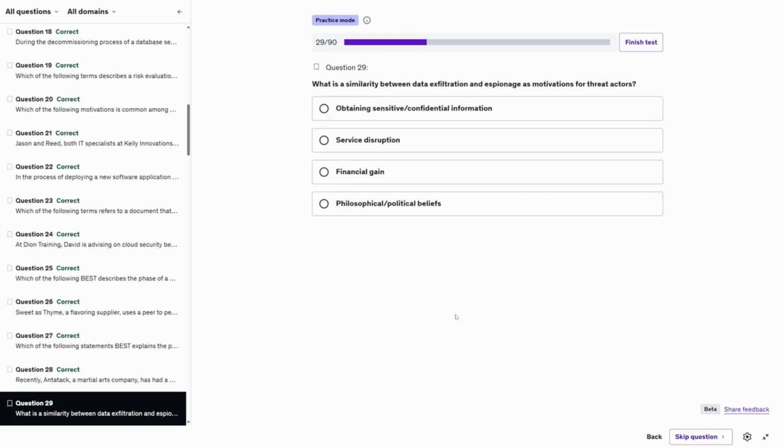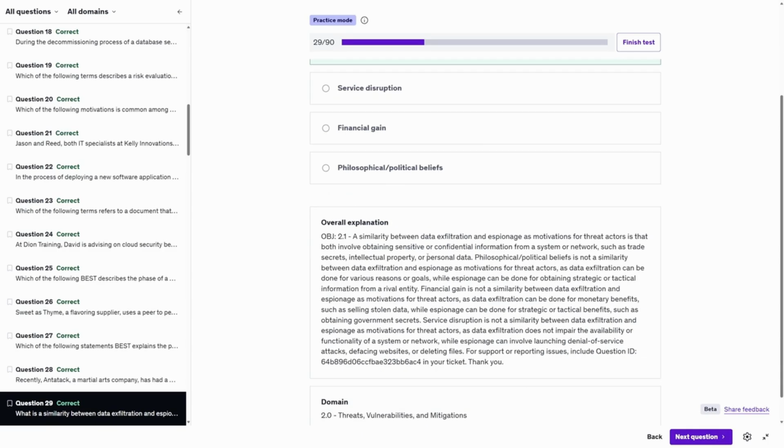All right, question 29. What is the similarity between data exfiltration and espionage as motivations for threat actors? And the correct answer here is obtaining sensitive or confidential information. A similarity between data exfiltration and espionage as motivations for threat actors is that both involve obtaining sensitive or confidential information from a system or network, such as trade secrets, intellectual property, or personal data. I'll leave up the rest of the incorrect answers for a few extra seconds.